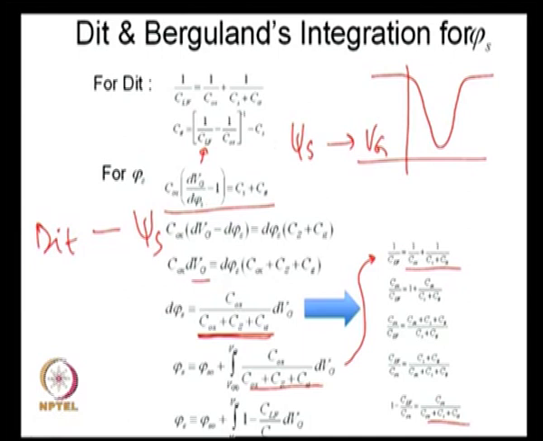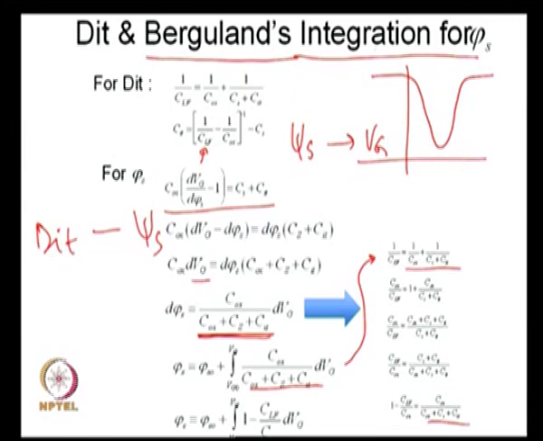This was first postulated by Bogeland, and it uses an integration process to compute the psi s versus Vg relationship, and hence the name DIT computation using Bogeland's integration, to get that psi s versus Vg relationship.